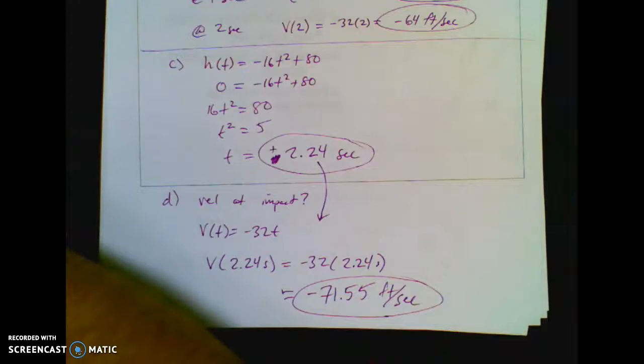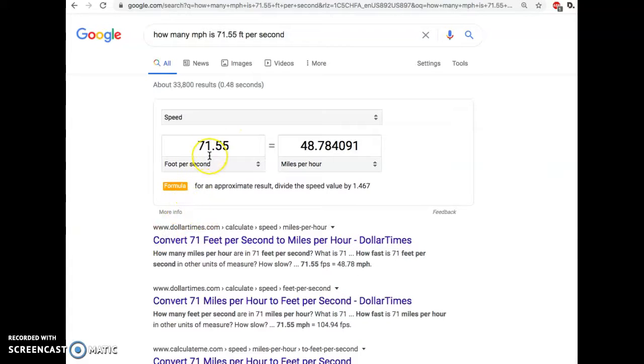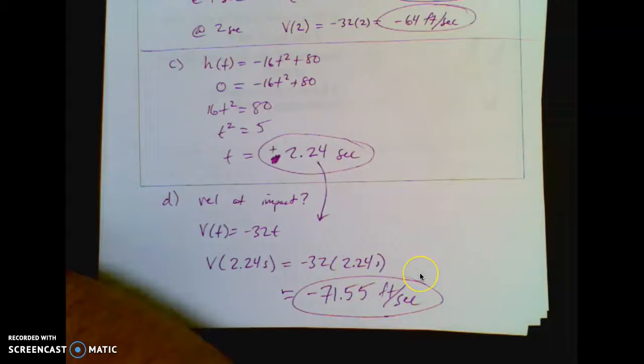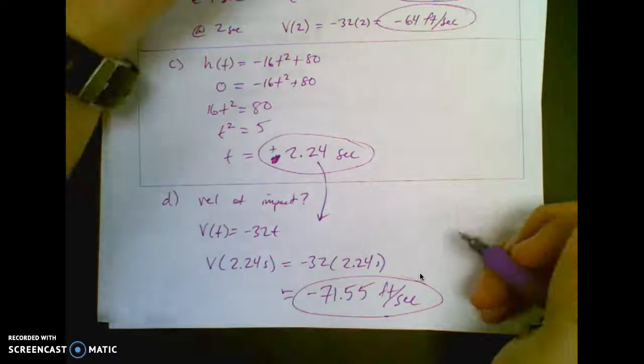Actually, I kind of want to look that up. Okay, so I looked it up, and 71 feet per second is almost 50 miles per hour. So yeah, that's pretty fast, but I'm sure it's a very fluffy cushion.